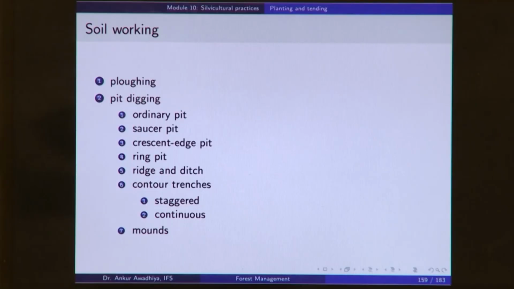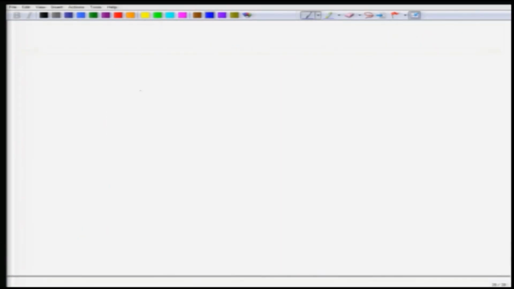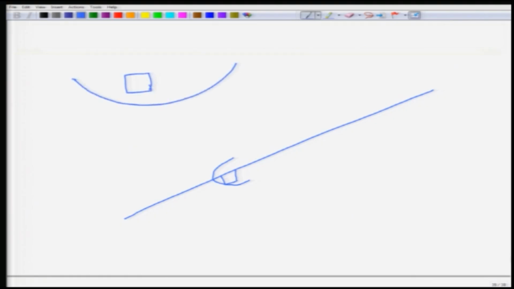Another option is a crescent edge pit. A crescent edge pit is generally made in sloping areas. If your area has a slight slope, you will dig a pit, but you will also dig a crescent around this pit. So, from the top it will look like this. This is your pit, and you are creating a mound out of mud like this, where this is the top portion and this is the direction of the slope.